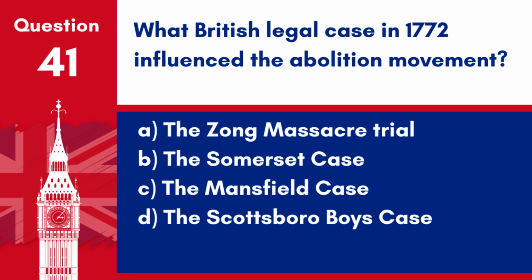Question 41. What British legal case in 1772 influenced the abolition movement? A. The Zong Massacre Trial. B. The Somerset Case. C. The Mansfield Case. D. The Scottsboro Boys case. Answer B. The Somerset case. The Somerset case in 1772 was a landmark judgment in England that helped to set the stage for the abolition movement by ruling that slavery was unsupported by English common law.